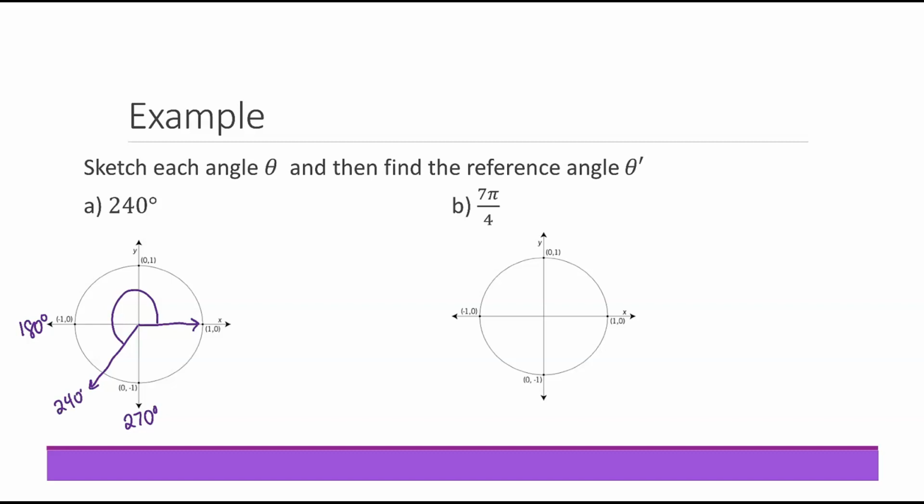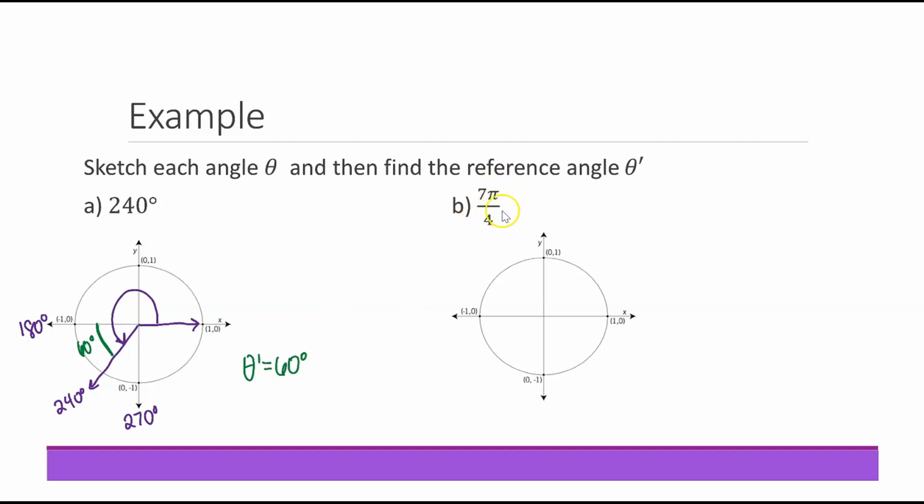So here's my angle, 240 degrees. I'm indicating the direction here. It's positive, the counterclockwise direction. And the reference angle is the acute angle between the terminal side and the x-axis. So let me indicate that here. That's going to be this angle here, and that's going to be 60 degrees, right? It's like how far away am I from the x-axis, the shortest direction, the quickest way. So my theta prime here is 60 degrees.